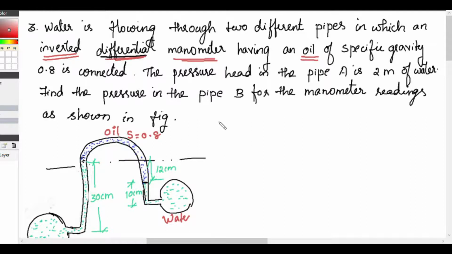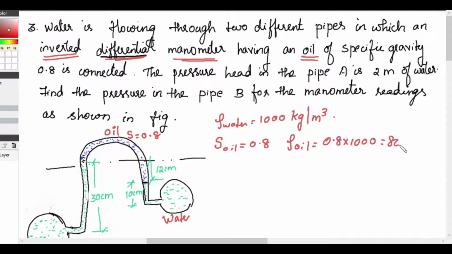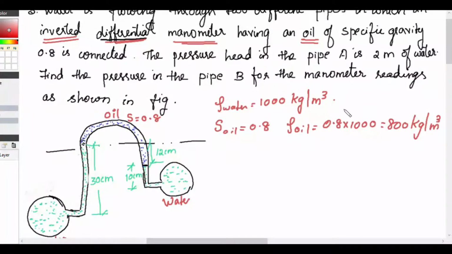Now we know the density of water is 1000 kilogram per meter cube. The specific gravity of oil is 0.8. Therefore the density of oil is equal to 0.8 into 1000. We get 800 kilogram per meter cube. It is given that the pressure head in the pipe A is 2 meter of water.